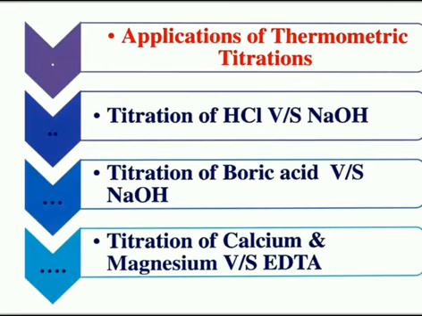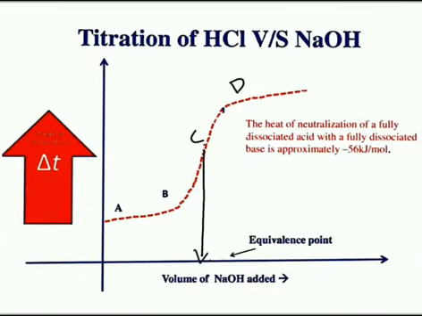First we shall take the titration between hydrochloric acid and sodium hydroxide. We know that it can be analyzed using normal volumetric titrations, and we can analyze it by using thermometric titration also. Here the figure shows the plot obtained in the thermometric titration between HCl and NaOH.